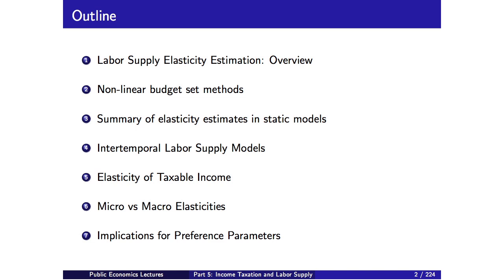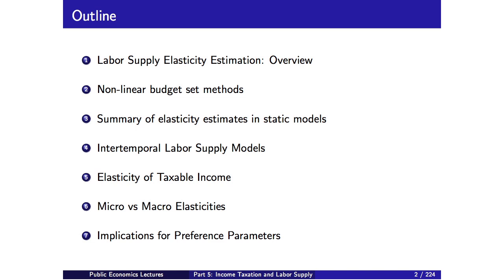I'll then give you a quick summary of what elasticity estimates actually look like in static models. So like, what are the numbers people get? What are the research designs they use? We'll then talk about intertemporal labor supply models. So important distinction in literature. Static models are one period models. We're thinking about labor supply and how it responds to changes in tax rates in a single period, or more generally, a permanent change in tax rates.